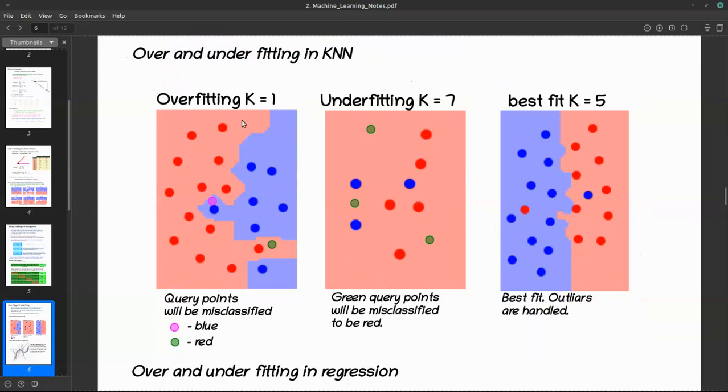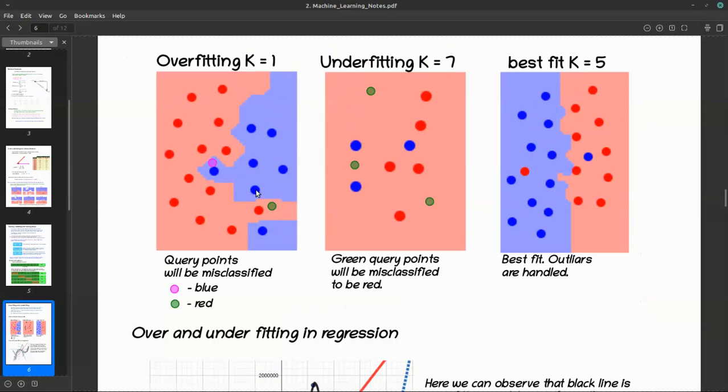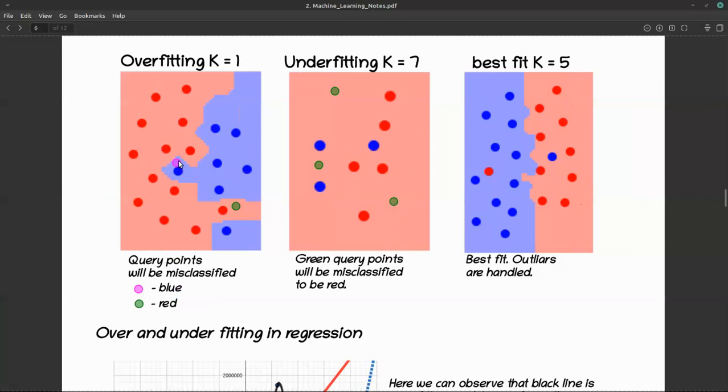So, what is the problem with overfitting, right? You will have this question: if we take k equal to 1, the accuracy would be 100%, right? Because every point is classified rightly. Blue is classified blue, red is classified red. But the problem with overfitting is, let's say I have a query point. This pink is the query point, right? So, what would be the classification of the query point then? The classification would be nothing but blue, right? Because it is in the blue area.